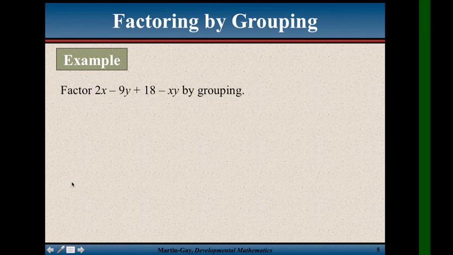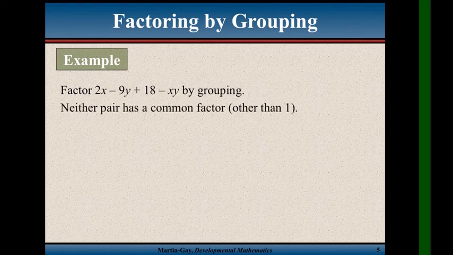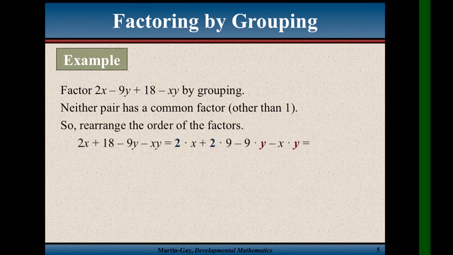Another: factor 2x minus 9y plus 18 minus xy. Neither pair has a common factor other than 1, so rearrange the order of the terms. So we have 2x plus 18 minus 9y minus xy. The factors are 2 for this group, and for this group we have y as the factor. So we will have groupings.